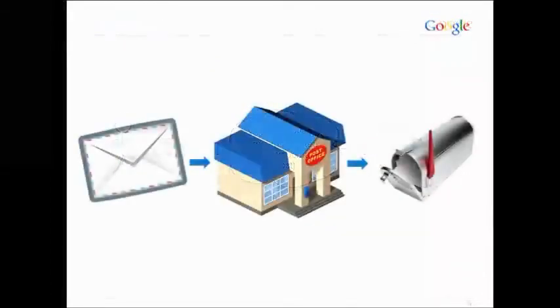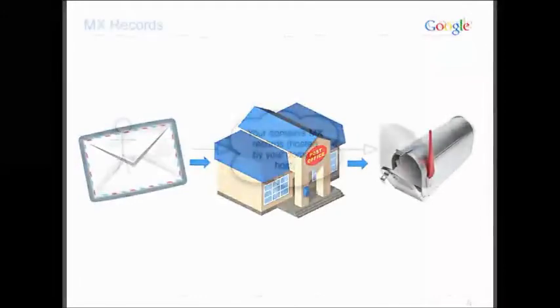When someone mails you a physical letter, it gets delivered to your local post office and then goes out for delivery to your home. In a similar way, when you use Google Apps for email, messages sent to you are delivered to Google's email servers and then placed in your inbox for you to access.